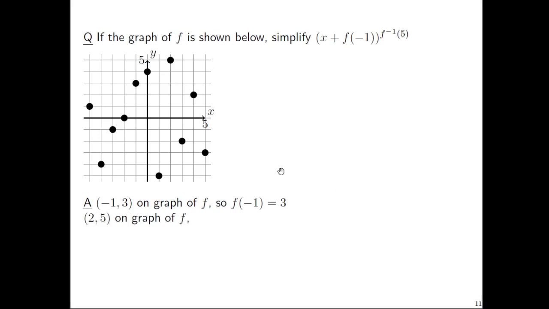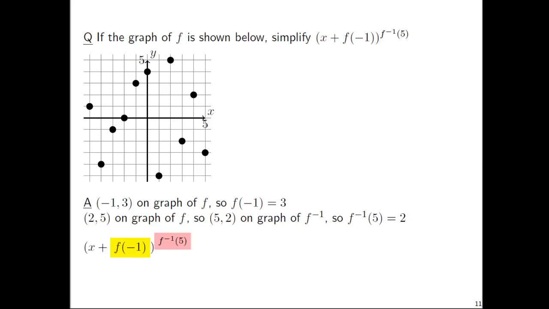The other thing is there's this f⁻¹(5). Let's look at the point (2, 5) right here, on the graph of f, meaning in the diagonal flip, there's the point (5, 2) on the graph of f⁻¹, and that's useful for finding f⁻¹(5). So f⁻¹(5) is equal to 2. And so that's going to replace this entire exponent here, f⁻¹(5), and that will get replaced with a 2.